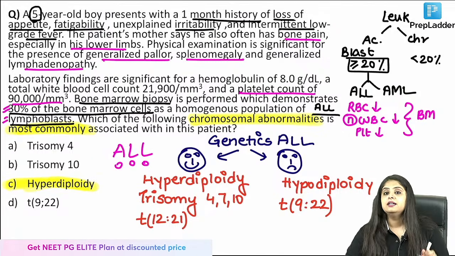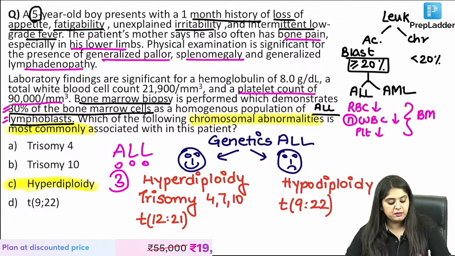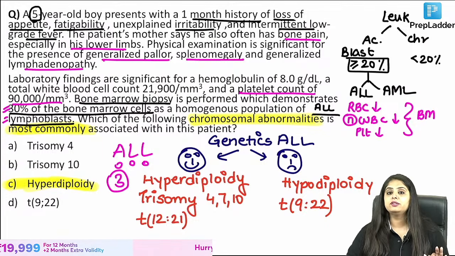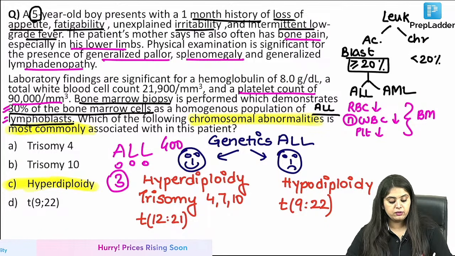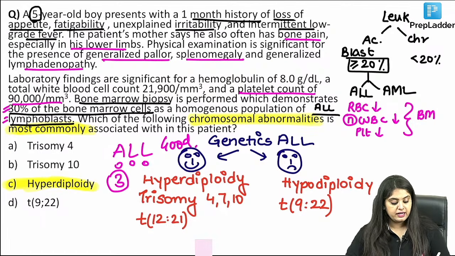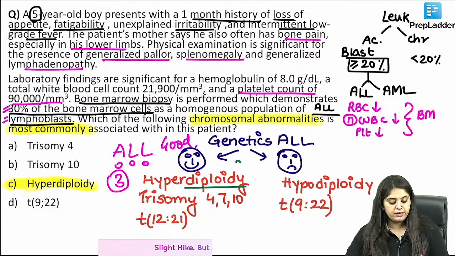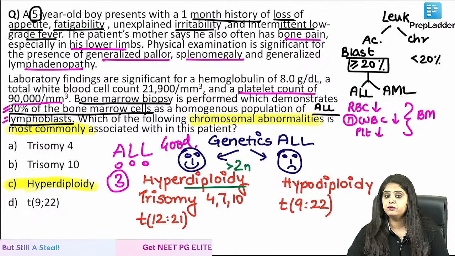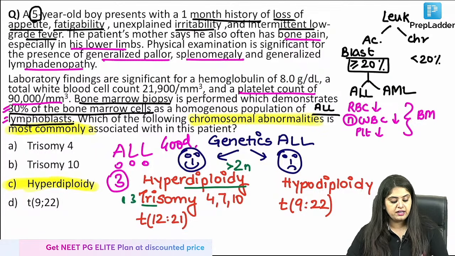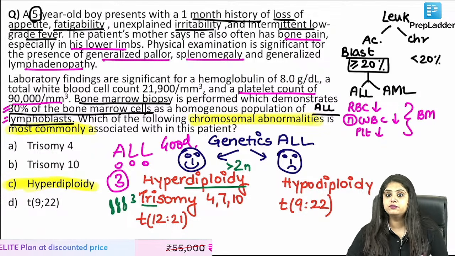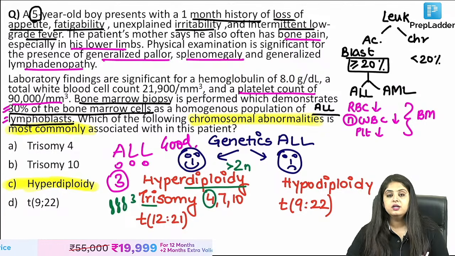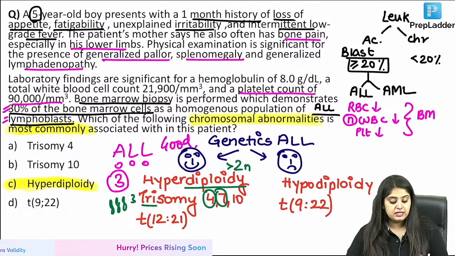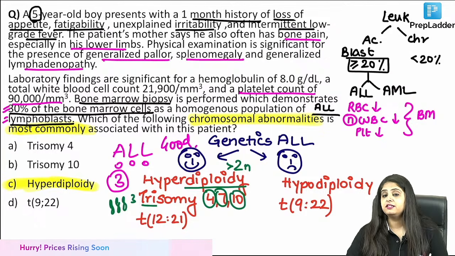Ma'am, ALL, 3 alphabets, anything that will sum up to 3, total uska 3 aa jayega add karne pe, I will know that it is good for the patient. It is going to have a good prognosis. So when I write hyperdiploidy, diploidy means 2n, hyper means more than 2n, which is 3n, that is good for the patient. All trisomies having 3 chromosomes, that is good for the patient. So trisomy 4, 4 plus 3, 7, 7 plus 3, 10. Everywhere you will read plus 3, 3, 3.